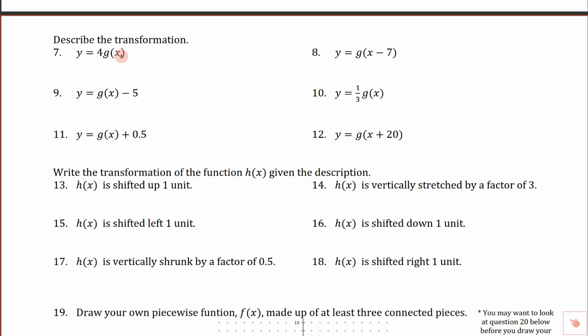So we've already made the shape, so this has got to be a vertical change of some sort. And remember, we're multiplying, so that's either going to be a stretch or a shrink. If we're multiplying by a number that's bigger than 1, that's going to be a stretch. So this is going to be a vertical stretch.